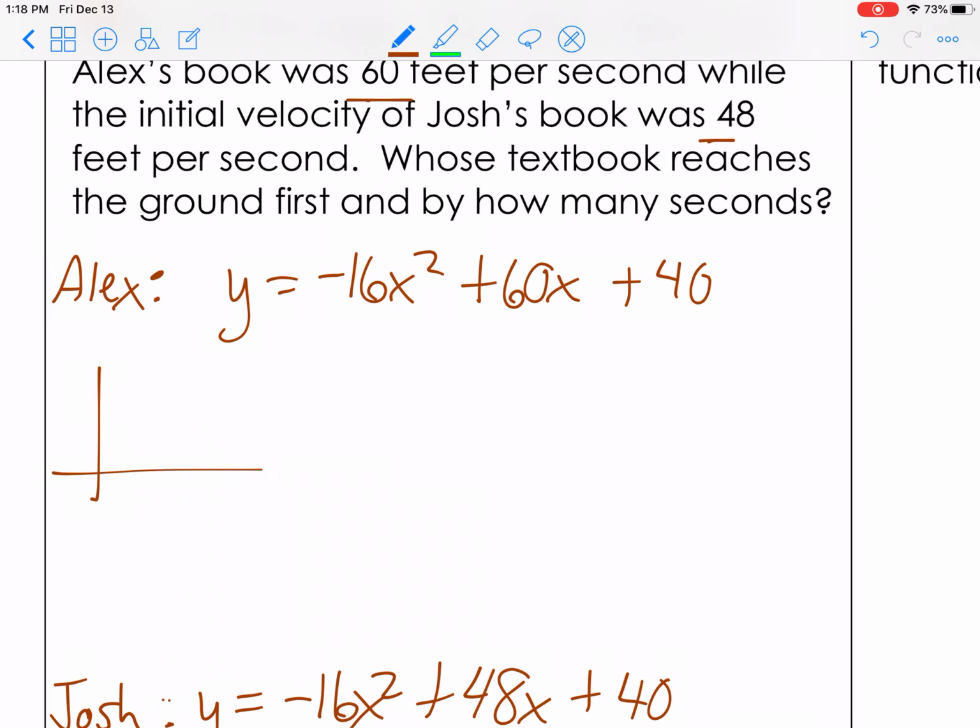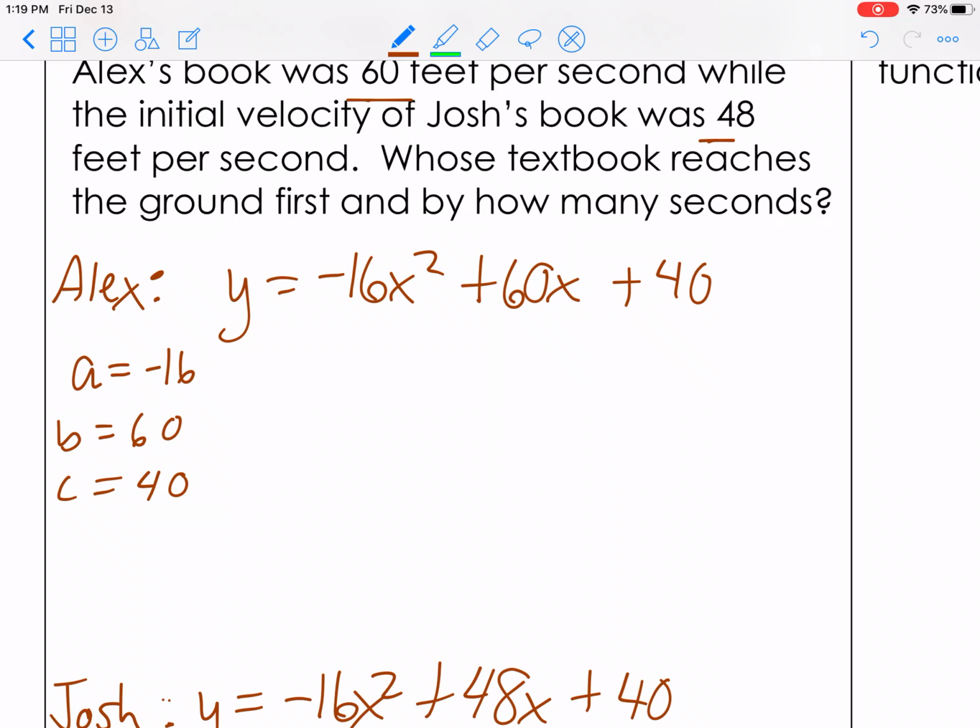Okay, when we're doing a story like this, maybe a better picture is here they are on the building. They throw it off. When does it hit the ground? We want to solve to find that. Quadratic formula is a great one to use when we've got numbers like this. It's already in standard form. A is negative 16, B is 60, and C is 40.